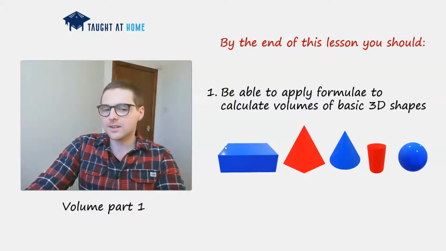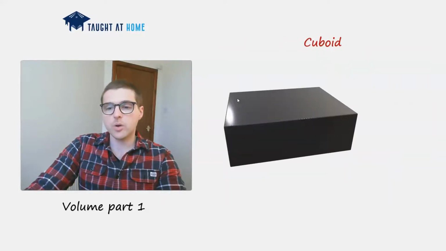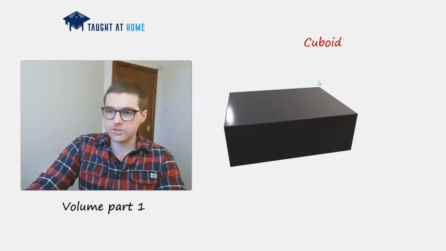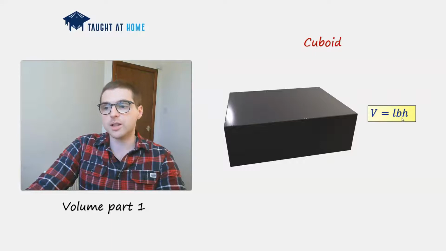So we're going to look at different shapes here and their volumes. Let's start with a cuboid. A cuboid is a six-sided shape with each face being a rectangle. And if we know the height, the length, and the breadth, we can find its volume by multiplying these three dimensions together. The volume is length times breadth times height.